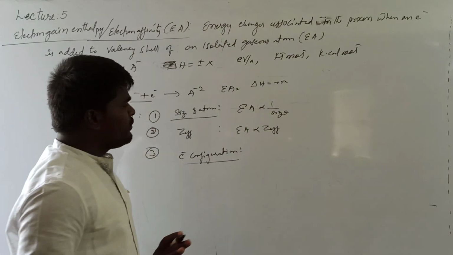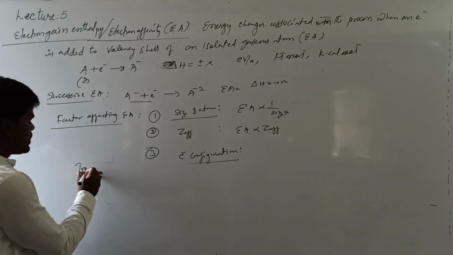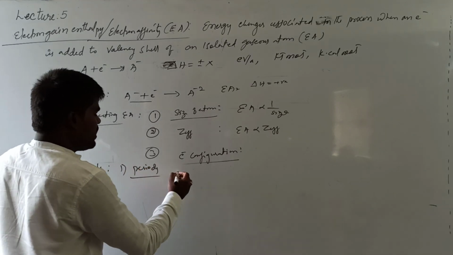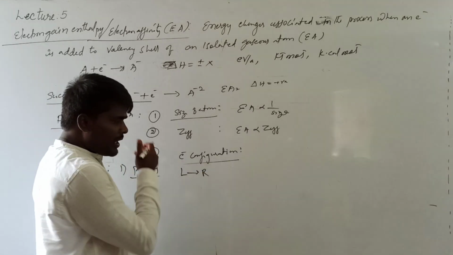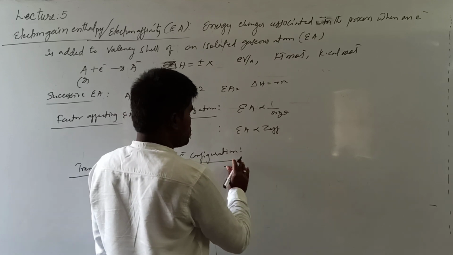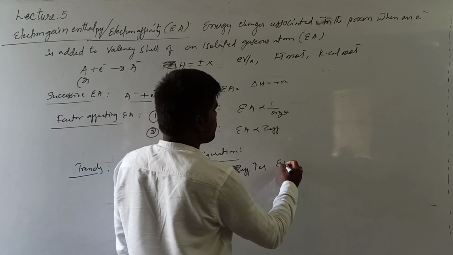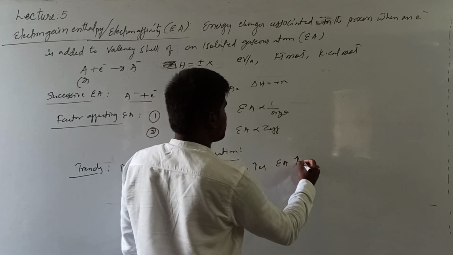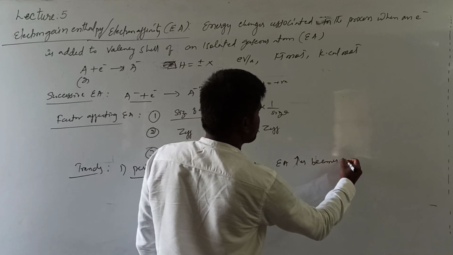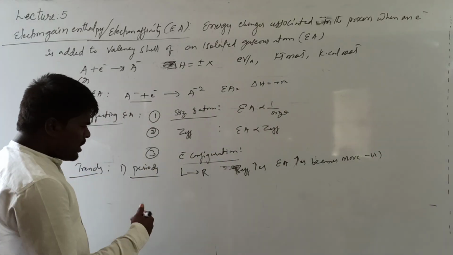These are the three factors that will influence the electron affinity of an element. If you are talking about the trends in periods as well as groups, in periods we say left to right. Left to right, what happens? Generally, left to right, Z effect increases. So, as the Z effect increases, what happens? Electron affinity increases, in the sense it becomes more negative. Right? Here also there are some exceptions.